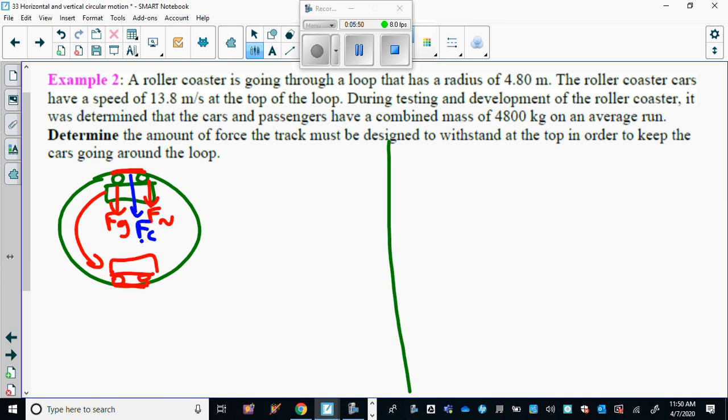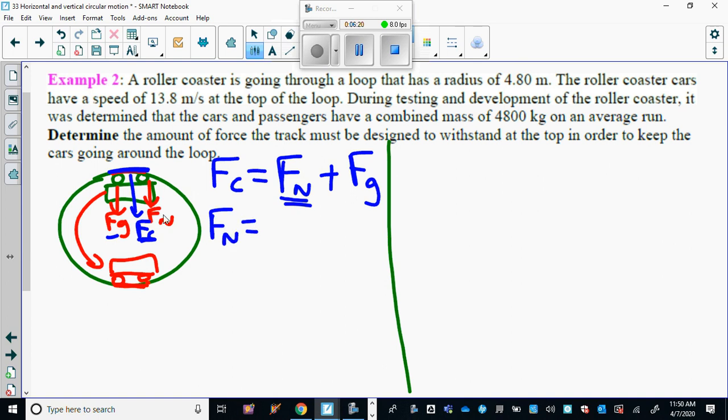What's causing the centripetal force here? It is the normal force and the force of gravity. So this is how we write our equation for vertical problems. We write the centripetal force equals normal force plus the force of gravity. And what is the question asking us to solve? It's saying what force must the track be designed to withstand? So what force is that? That's the normal force. It's asking us to solve for the normal force. Normal force equals the centripetal force minus the force of gravity.